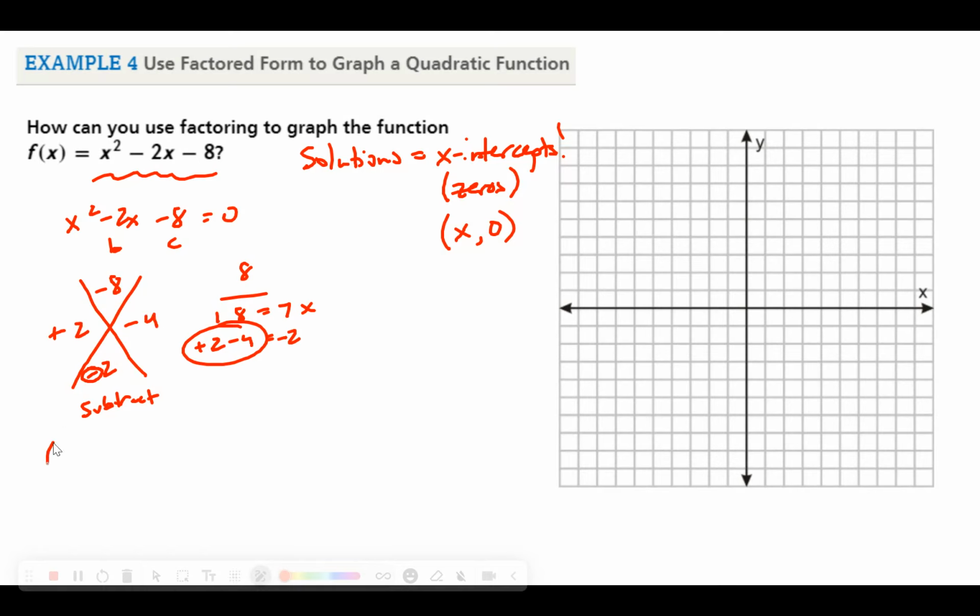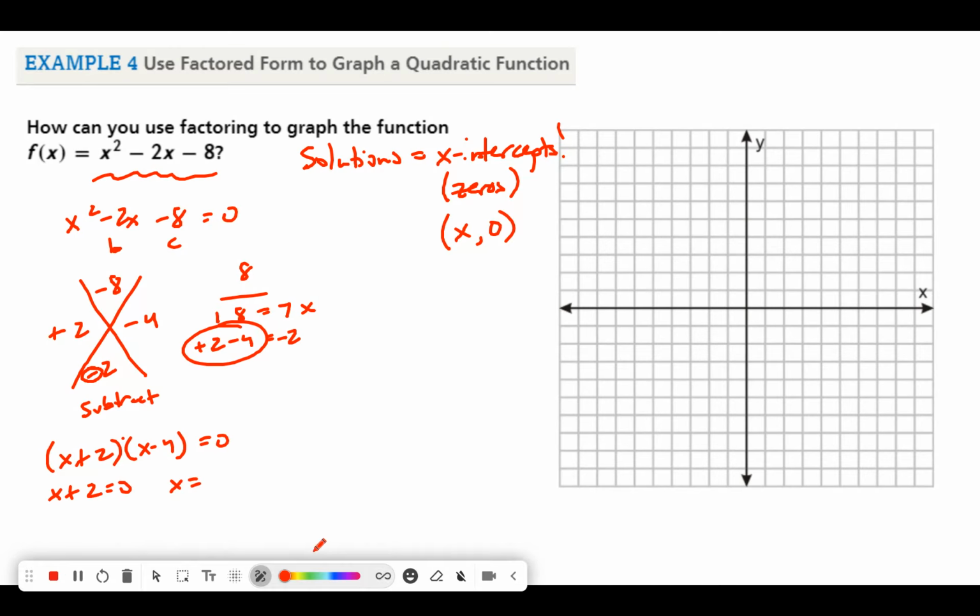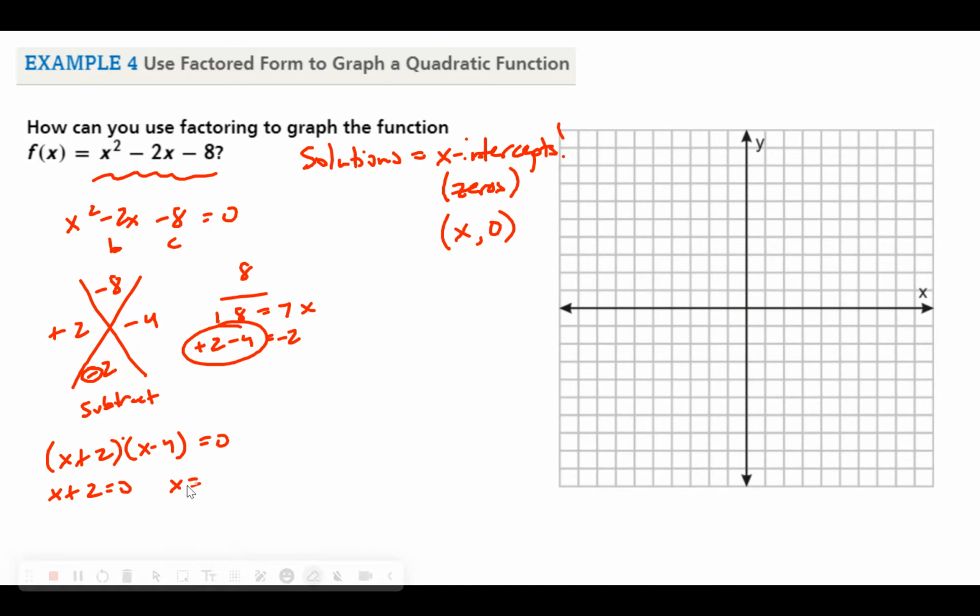So my parentheses will be x plus 2 and x minus 4. They equal 0. And again, to multiply those two and get 0, either x plus 2 must equal 0 or x minus 4. Sorry, x minus 4. Let me erase that. X minus 4 must equal 0.